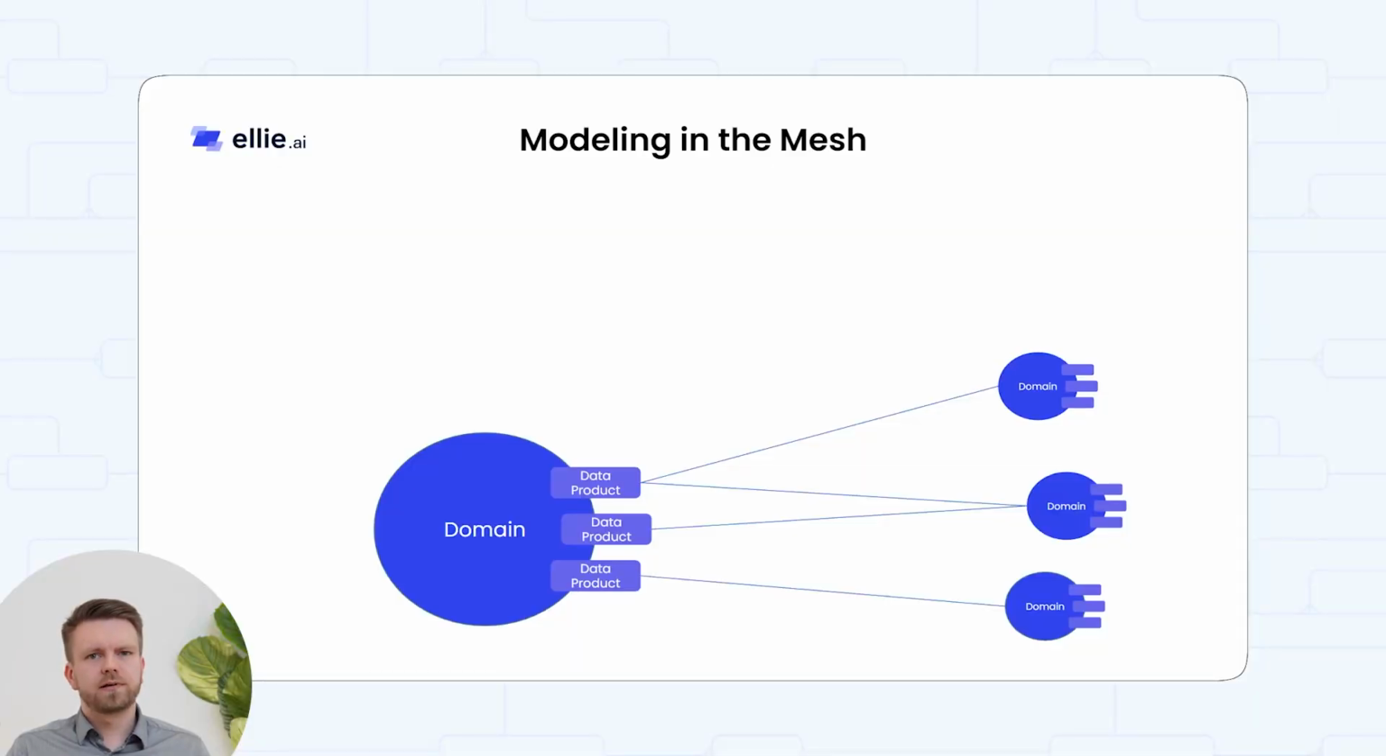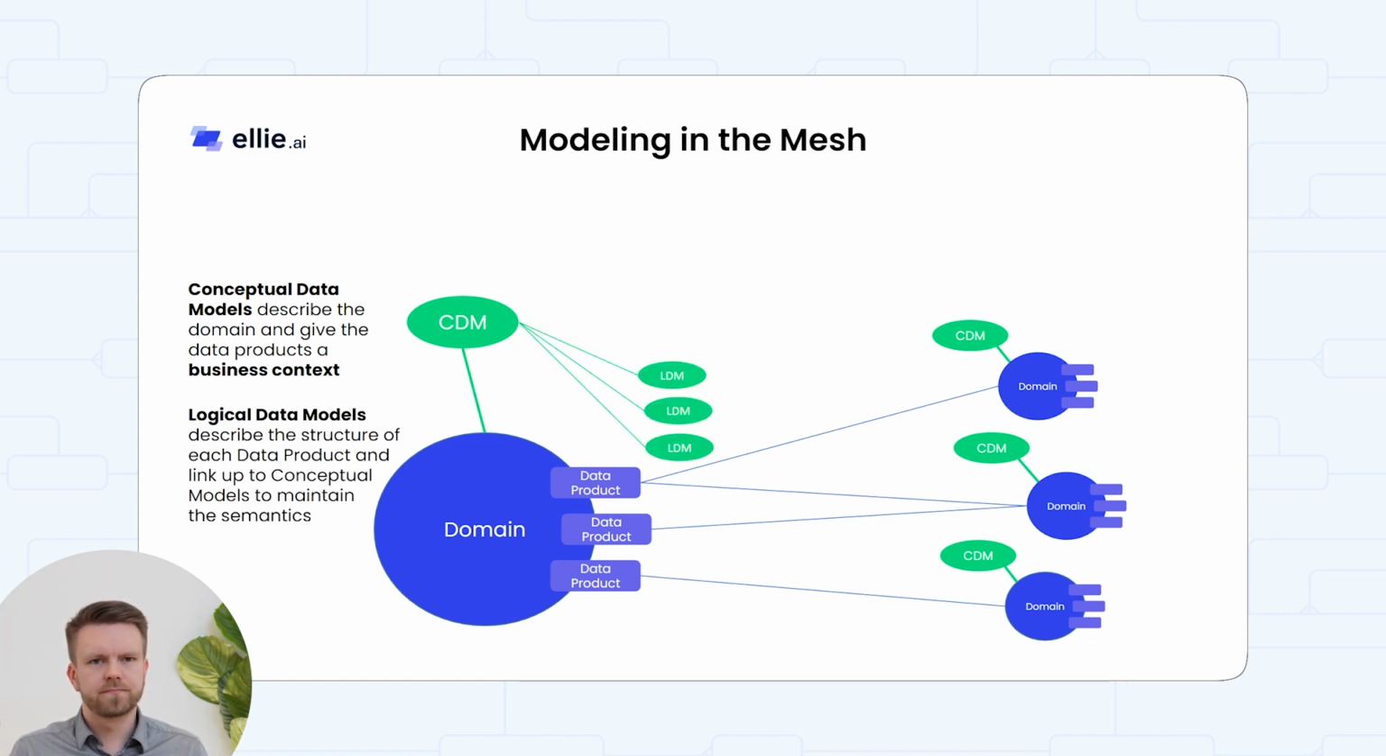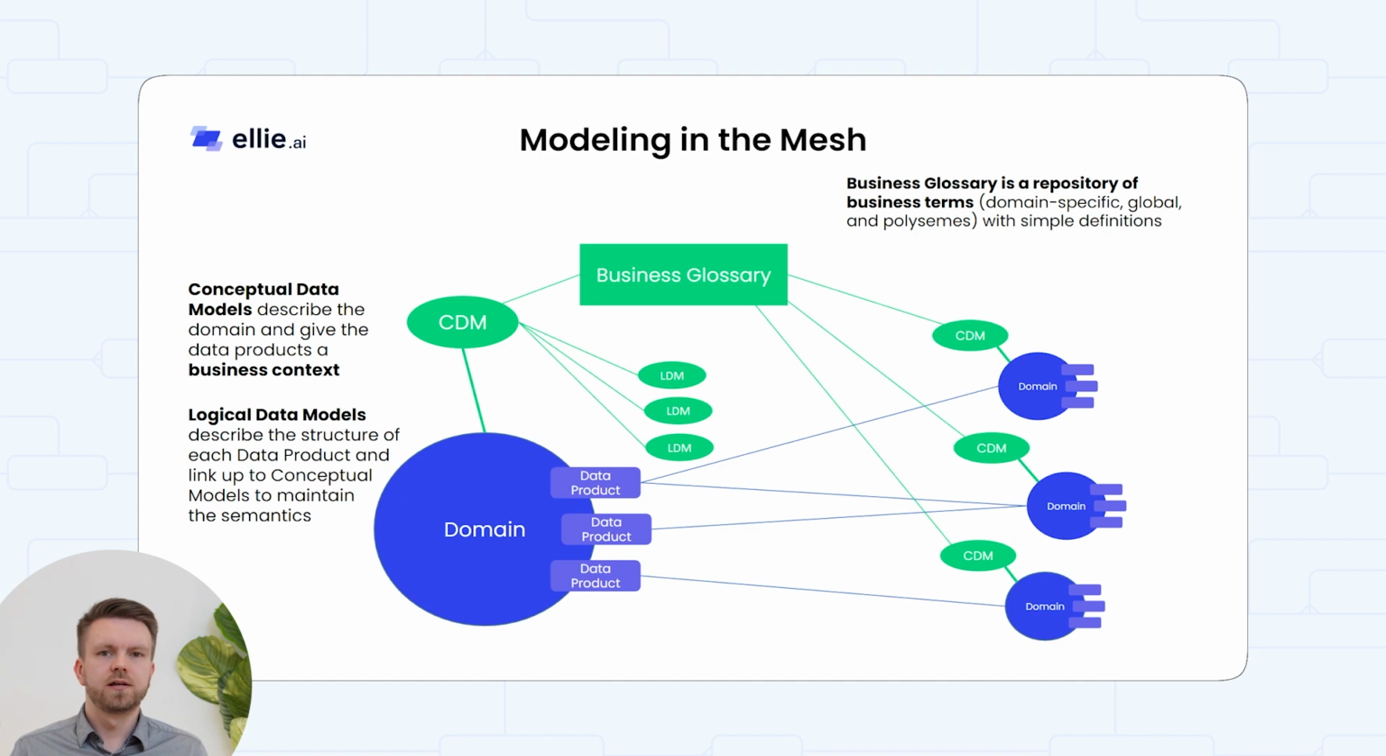Now, overall, if we consider an example data mesh here, a bunch of domains and data products, how should this look? How do you do this modeling work? First of all, what we suggest is that every single domain would always be documented with a conceptual data model, because the conceptual data model tells you what the structure is, what the domain is about. So it describes the domain, it gives the data products a business context. Then we have the logical data models, which explain how the data products actually work, what they contain, and the logical data models are connected with the conceptual data model, and the data models on conceptual level contain business terms which are all coming from the business glossary. So the business glossary really links all the domains together. It is a repository of business terms.